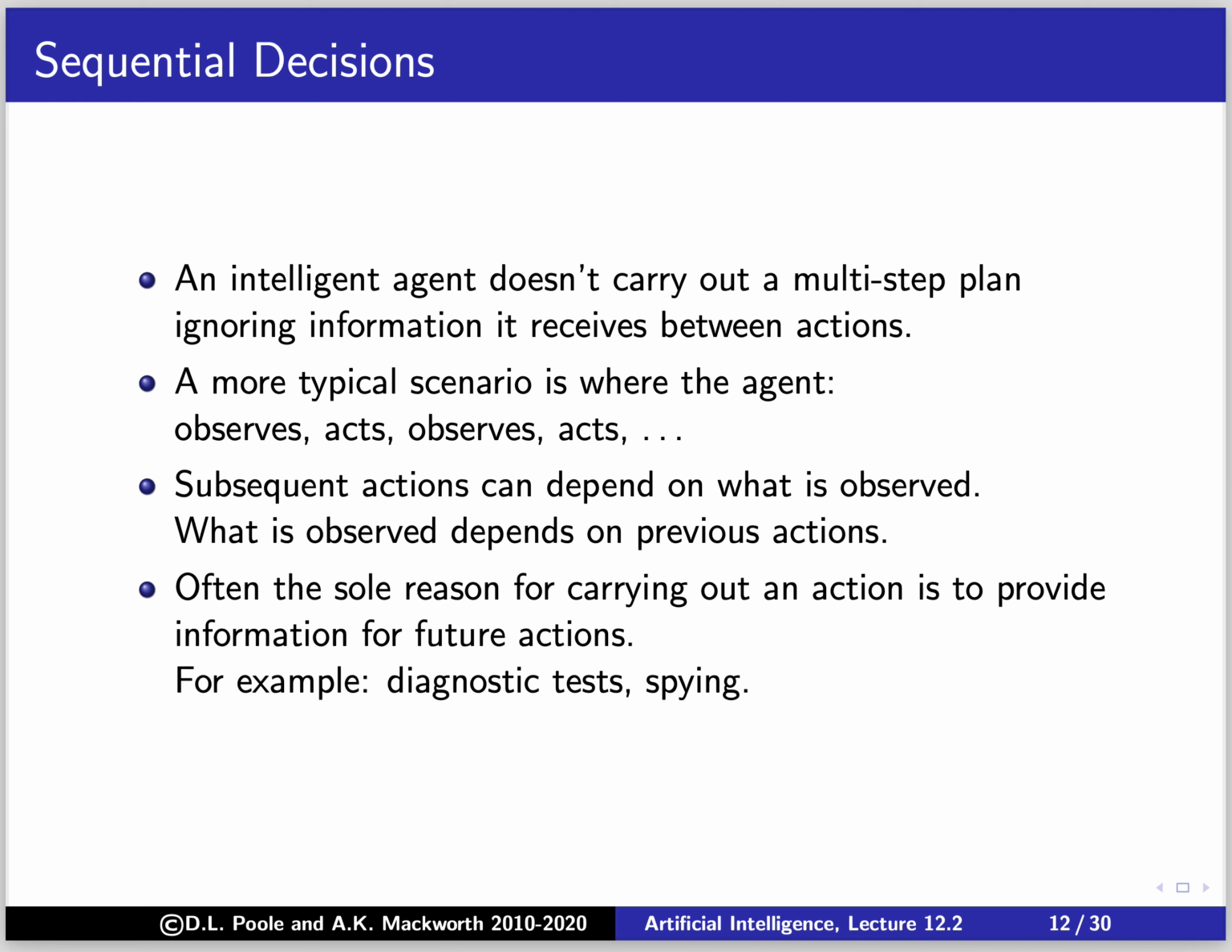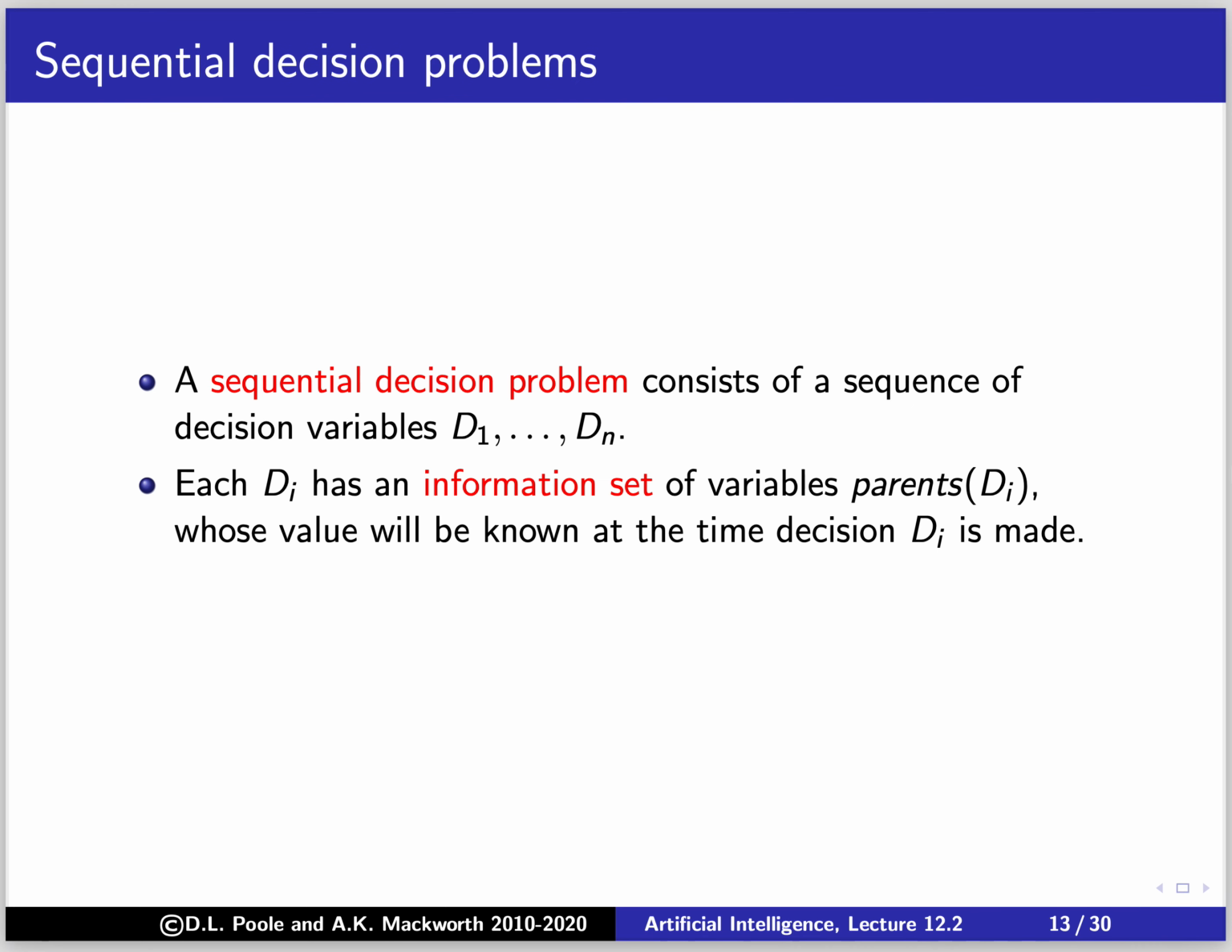Sometimes the sole reason for carrying out an action is to provide information for future actions. If you think about diagnostic tests for a medical condition, often they are invasive, sometimes dangerous and painful, but we do them because they provide information that makes future actions useful. Spying is another example of an action that is not useful in itself, but is useful because you find out information. So here's how we're going to formalize it.